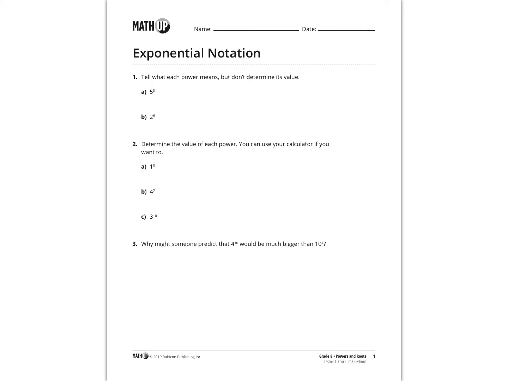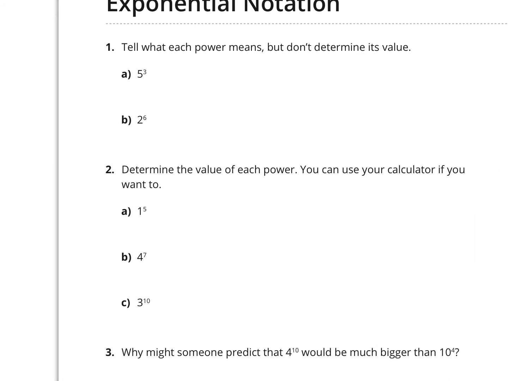Today we're looking at exponential notation. Our first question says, tell what each power means, but don't determine its value. So when we look at 5 to the power of 3, that's the same as saying 5 times 5 times 5. It's repeated multiplication. So when we see 2 to the power of 6, it simply means 2 times 2 times 2 times 2, 6 times.